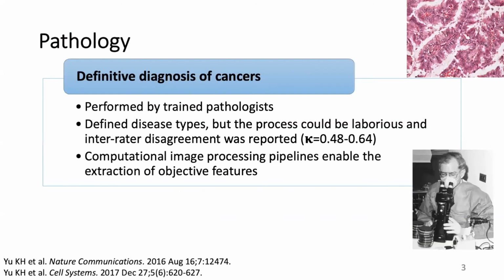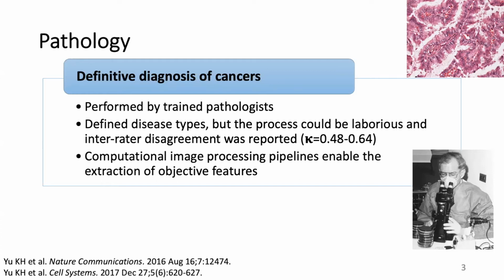Pathology evaluation, as many of you know, provides the definitive diagnosis of cancers. This needs to be performed by trained pathologists, where they acquire the sample, make the sample into thin microscopic slides, stain them with appropriate chemicals, and observe them under the microscope. This process has helped us define disease types. But the process can be pretty laborious because it's a purely manual process. And in some cases, interpreter disagreement was also reported.